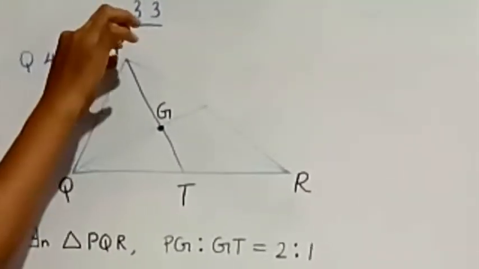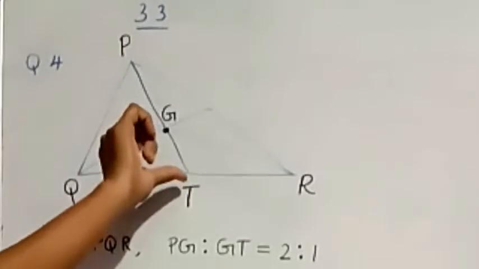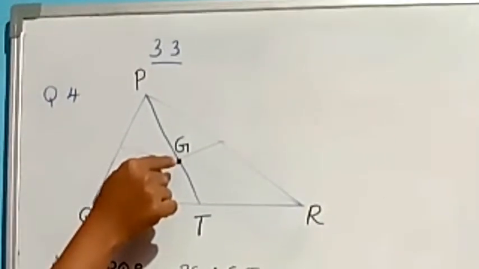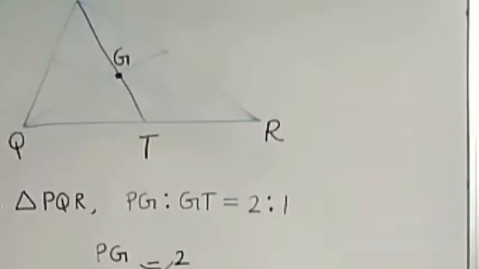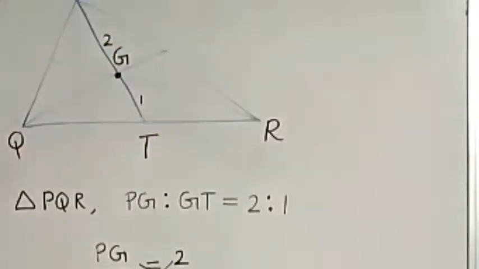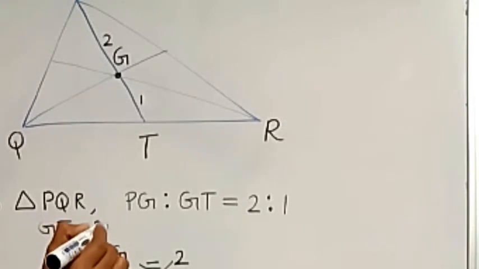Now the question is we have to find the length of PT and the length of PG. They have given the length of GT. Now we know in a triangle the median is divided by this point, the centroid, in a 2:1 ratio. So 2:1 means this is your 2 and this will be 1. This is the smaller distance and this is double. Now they have given GT is equal to 2.5. So we will write here GT is equal to 2.5.